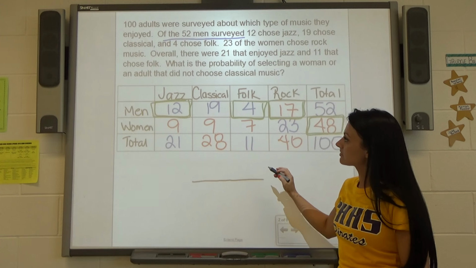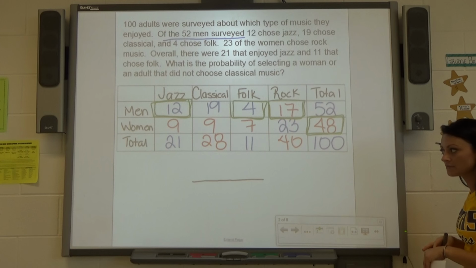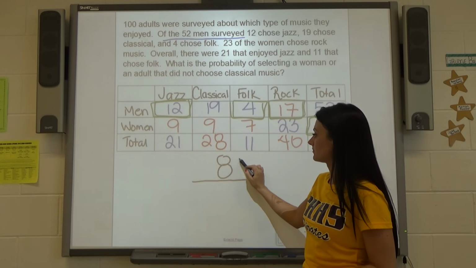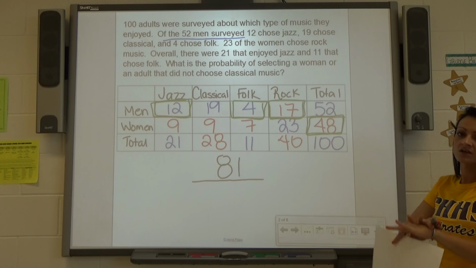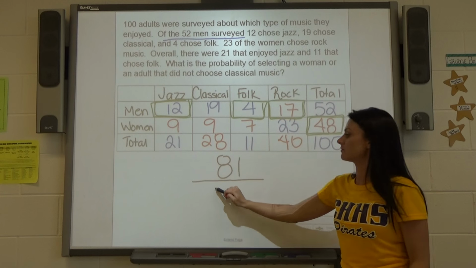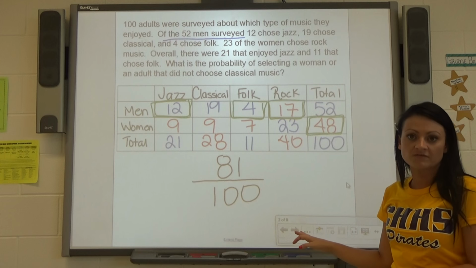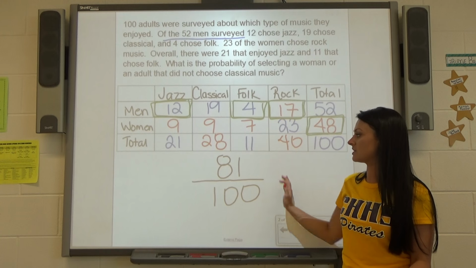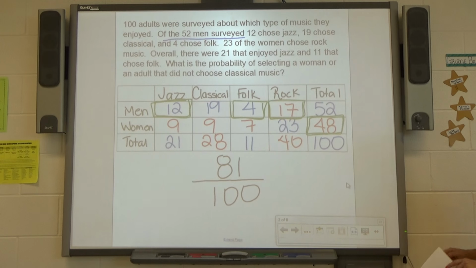So my numerator is going to be all of these people that I have squared in green, which is going to give me 81 people total. And the denominator, because I'm looking at all of the people that were surveyed, would be 100. Now you can simplify this, that's totally fine. I'm going to leave it as 81 out of 100 for now so that we can see where these numbers came from. So that takes care of two-way tables.